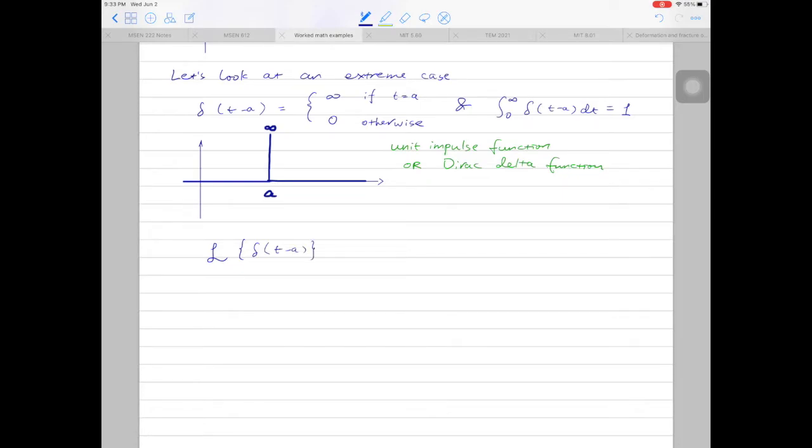If we perform Laplace transform on the Dirac delta function, it gives us e to the power of minus as. If we recall what we learned from the unit step function, the Laplace transform of the unit step function is e to the power of minus as over s. So you can see the similarity and the differences between the Laplace transformation of the Dirac delta function and the unit step function.